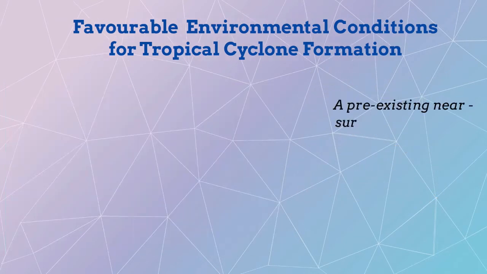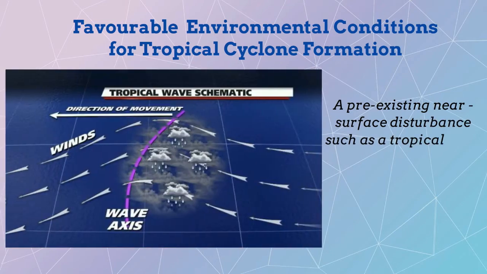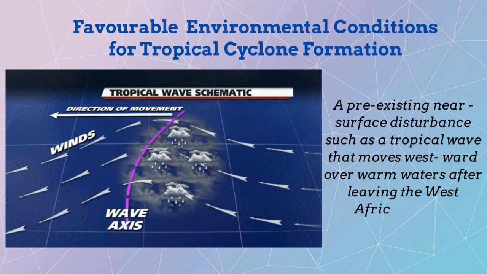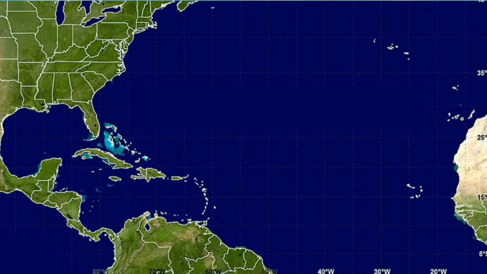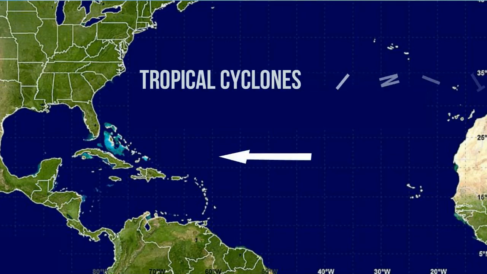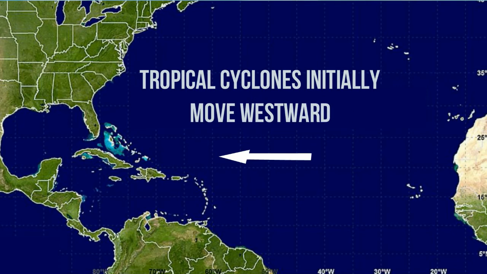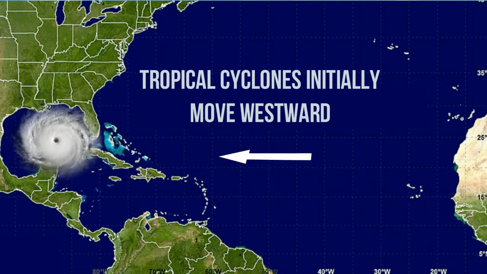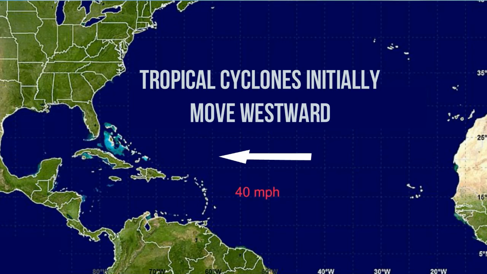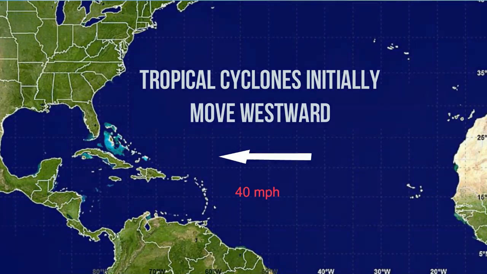A pre-existing near-surface disturbance, such as a tropical wave that moves westward over warm waters after leaving the West African coast. Once formed, tropical cyclones initially move westward because of the easterly winds and slightly towards the poles, typically at a forward speed of 10 to 15 miles per hour, but can travel as fast as 40 miles per hour.